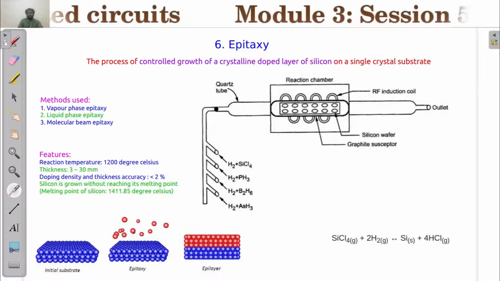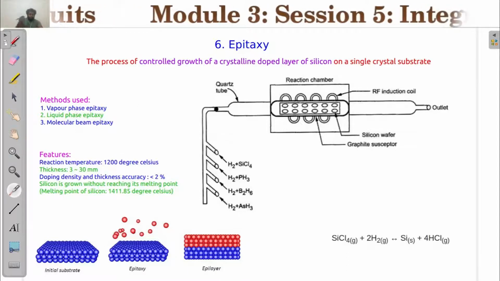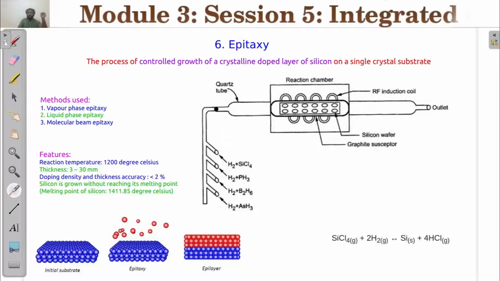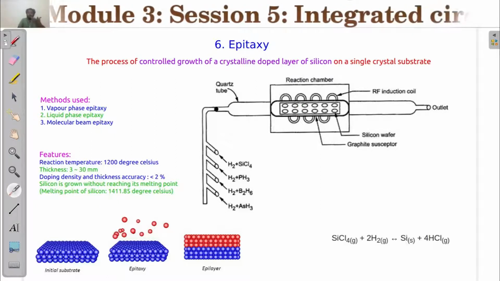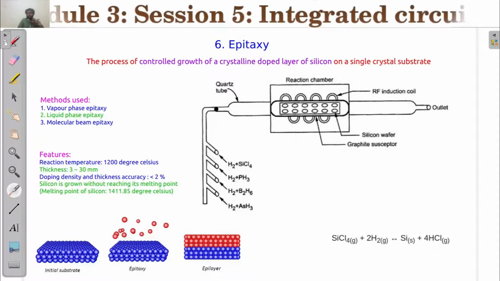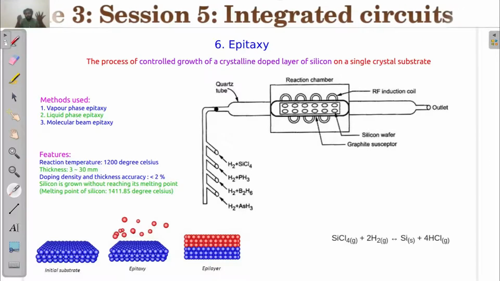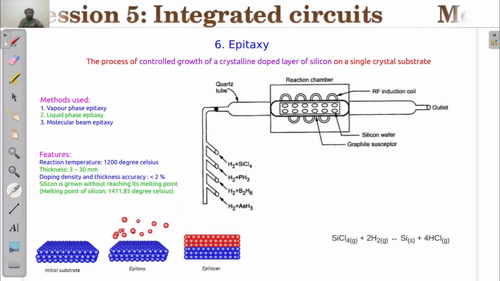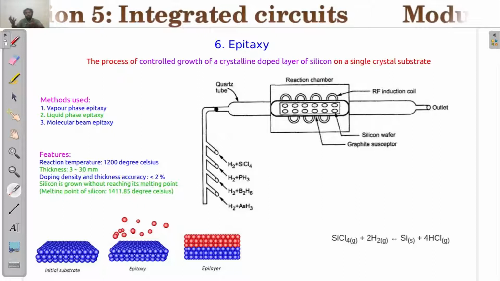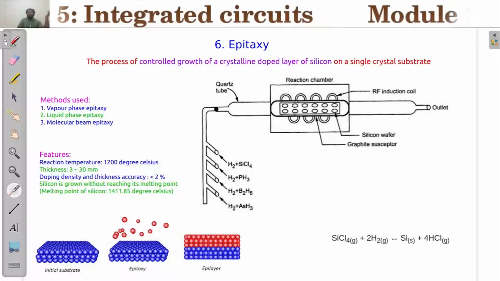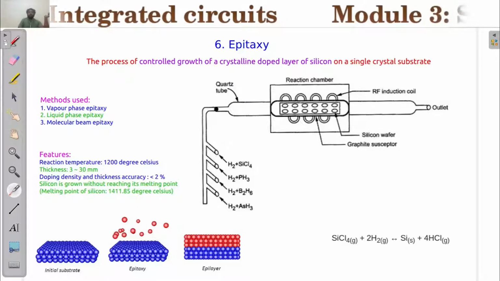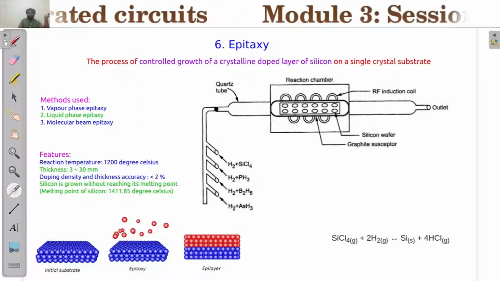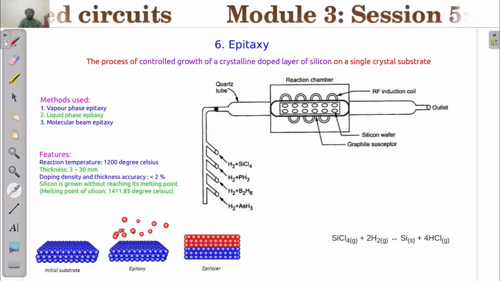The reaction temperature is lower than the melting point of silicon. So one advantage of this technology is we are not melting the wafer. We are keeping the wafer as it is in the solid state, and even in the solid state, we are trying to grow a layer of silicon without making it reach the melting point of silicon. That is done at a lower reaction temperature. The melting point of silicon is 1411.85 degrees Celsius, but our reaction temperature is 1200.